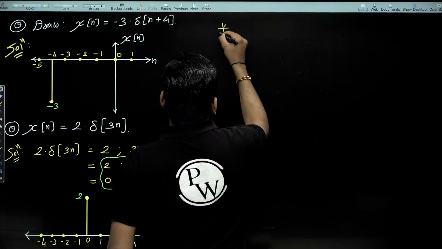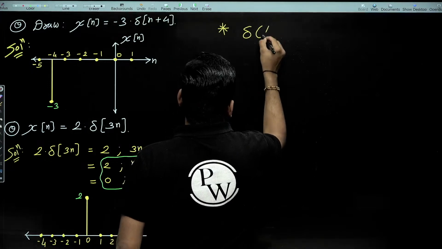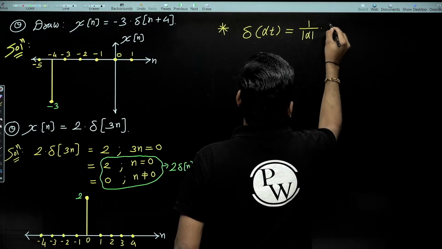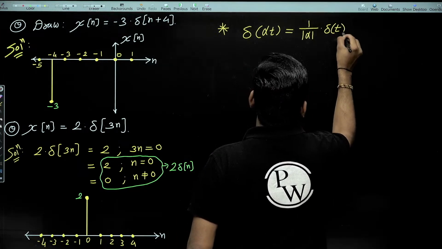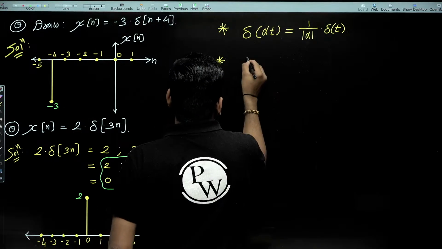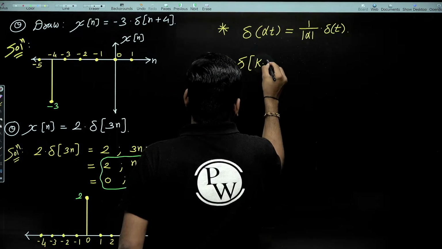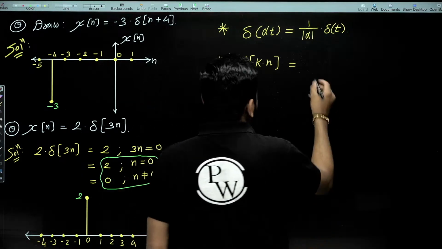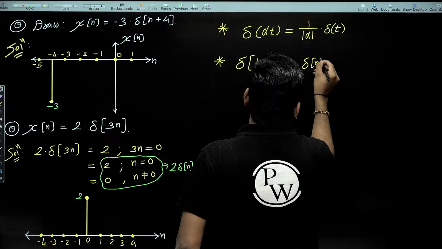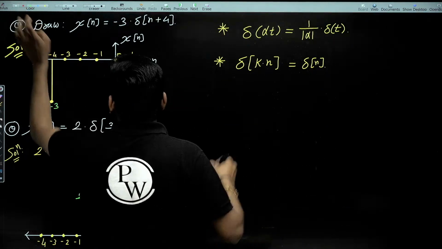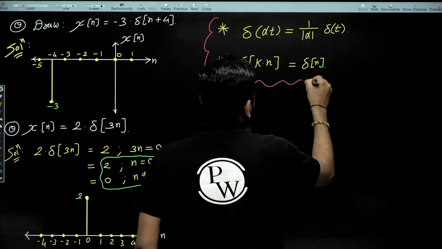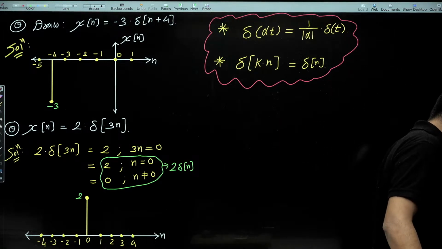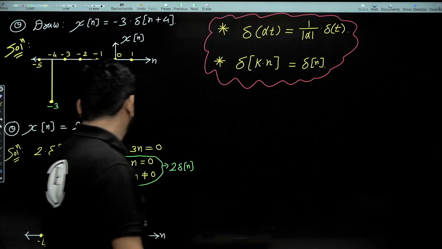In continuous time, guys, we know that the time scaling property is del alpha t equal to 1 upon mod alpha into del t. But in discrete time, it is del kn, which is equal to del n only, guys. Correct? So this thing you have to write in the short notes, guys. This is the difference. Is this clear to each and everyone?